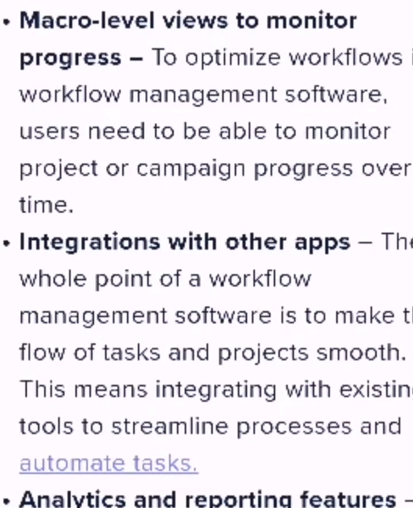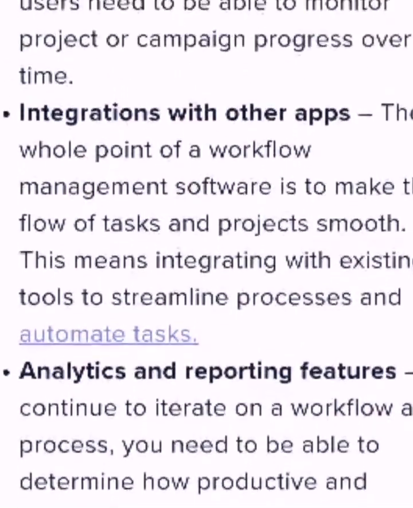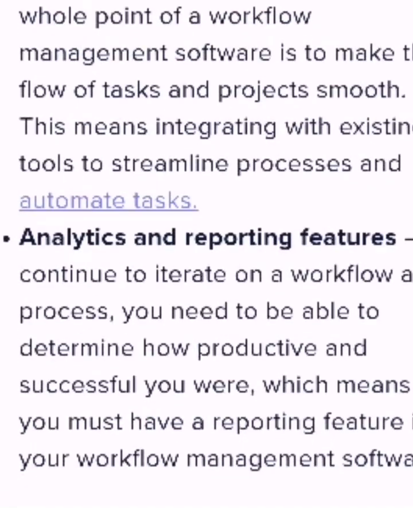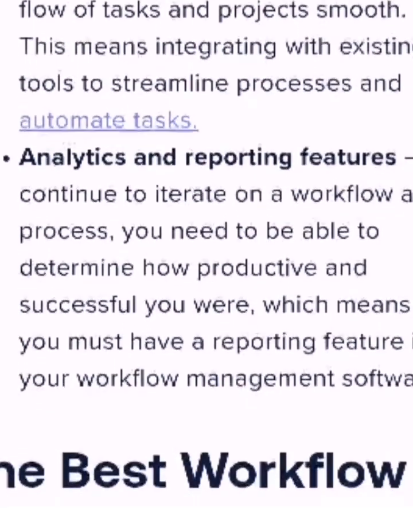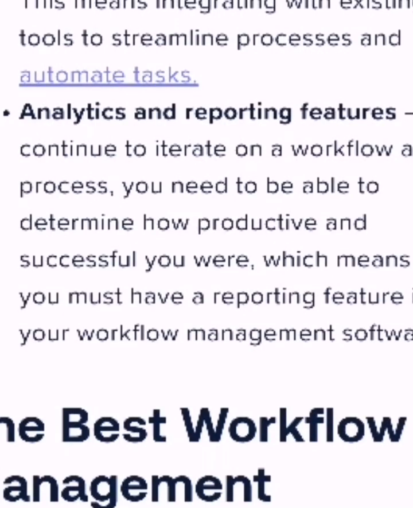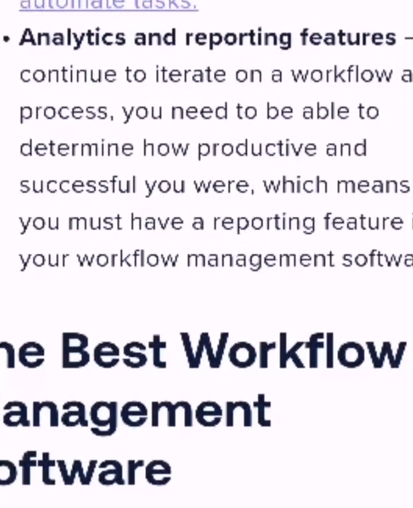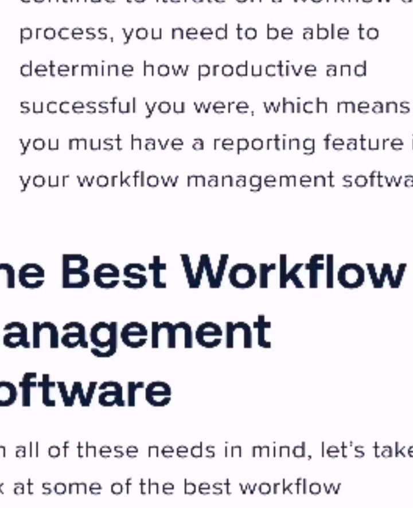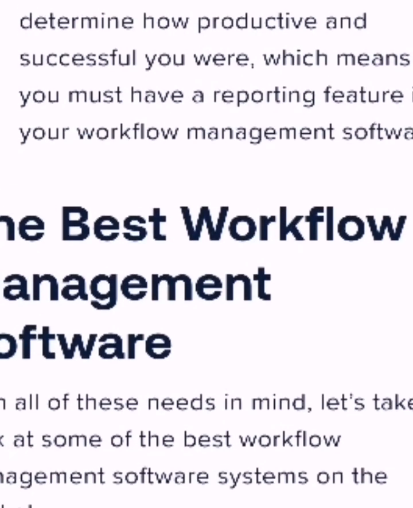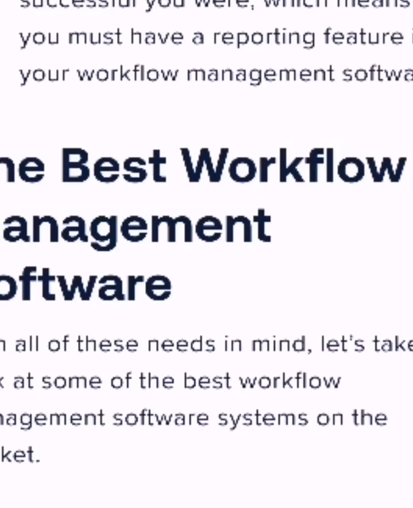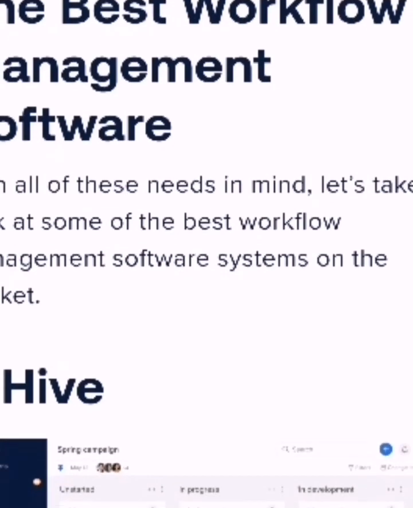Number two, macro level views to monitor progress. To optimize the workflow in a workflow management software, users need to be able to monitor the project or campaign process over time. Number three is integrations with other apps. The whole point of workflow management software is to make the flow of tasks and projects smooth. This means integrating with the existing tools to streamline the process and automate the tasks. Number four is analytics and reporting features. To continue to iterate on a workflow and process, you need to be able to determine how productive and successful you are, and this means you must have reporting features in your workflow management software.